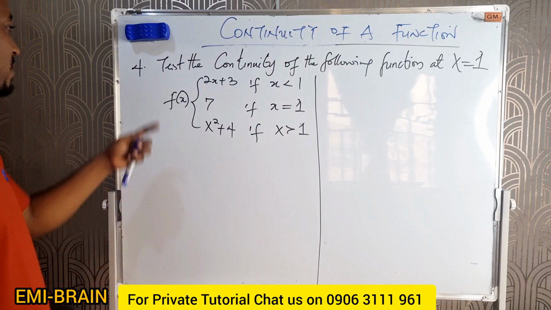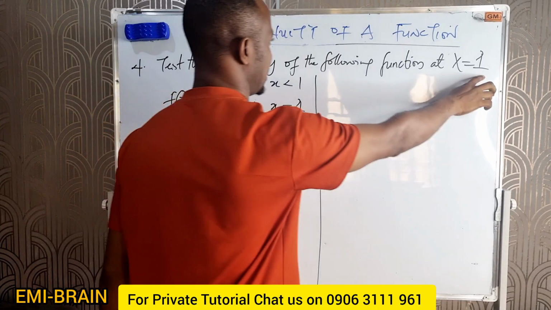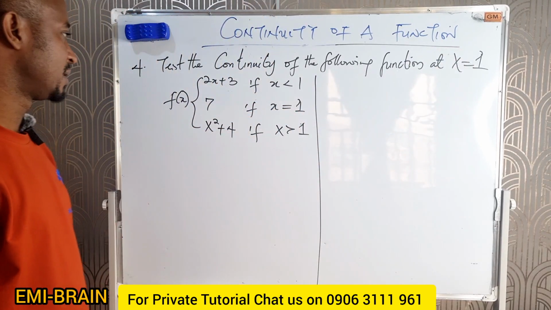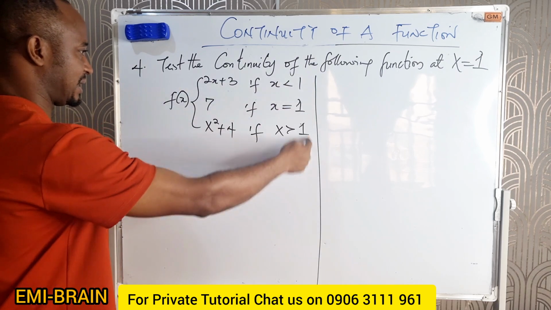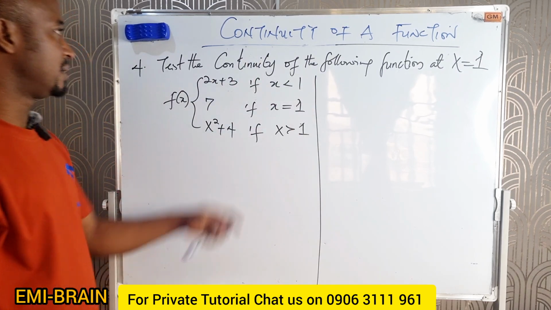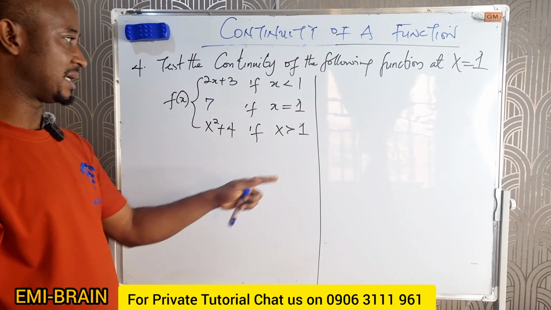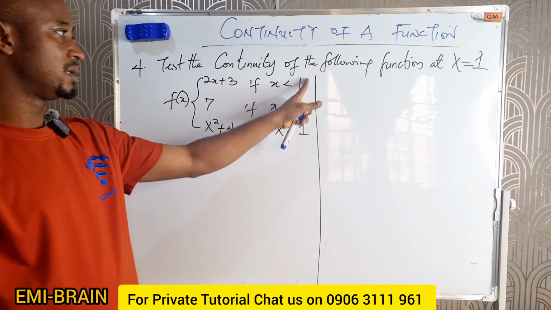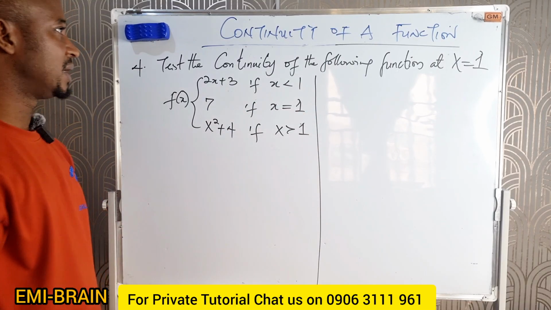Most of the time, they will give you something like this. They will not even indicate at what point you are testing. We look at this function, and from here you can determine that we are testing for the continuity of the function at x equals 1. Okay, so let's look at this first.